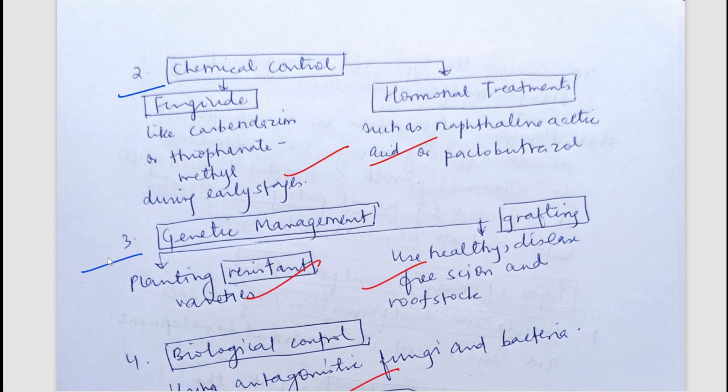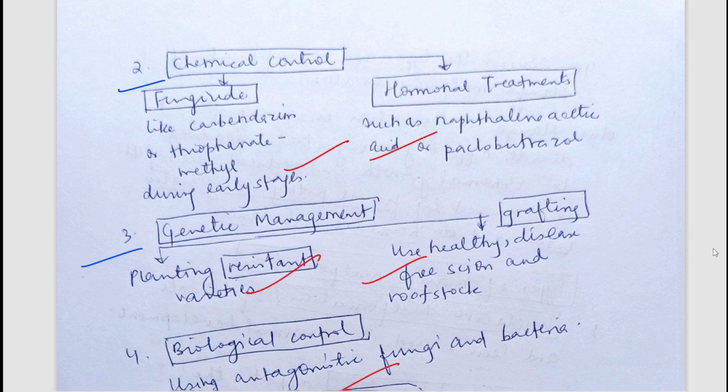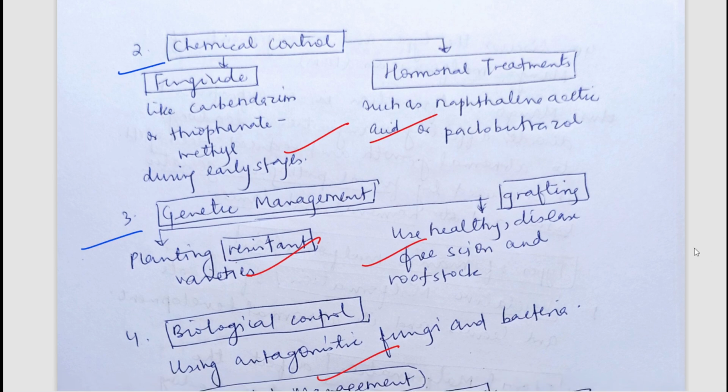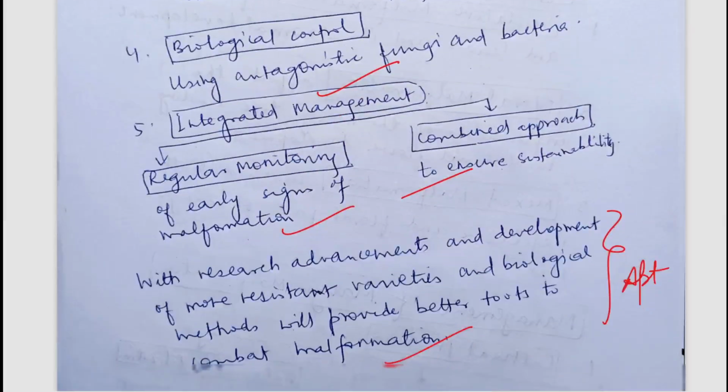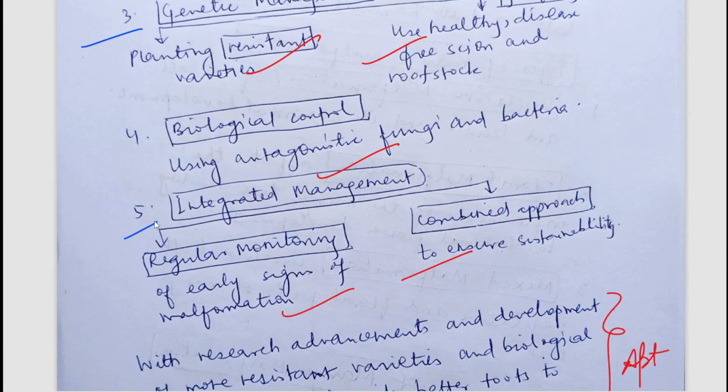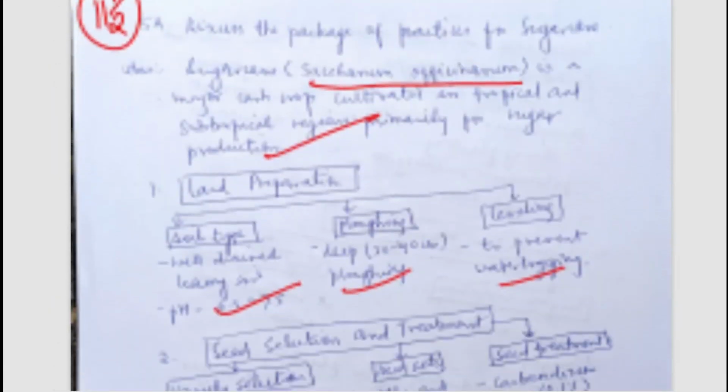What I am liking in this student's answer is that he has structured the answer very well. It helps you in getting good marks, because it is easier for the examiner to check your copies, and you can see the structure is very well done. So you can use this kind of structure to enhance your answers. Again, biological control, integrated management. So everything has been well mentioned.